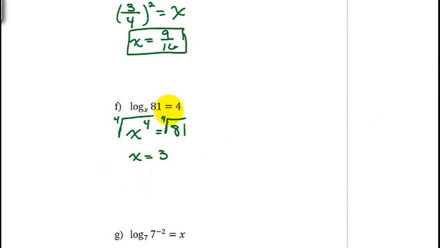And really, technically, because we're doing a 4th root, we would have plus or minus 3 here, but the base of a log has to be positive, and so we would only consider the positive root for this one.